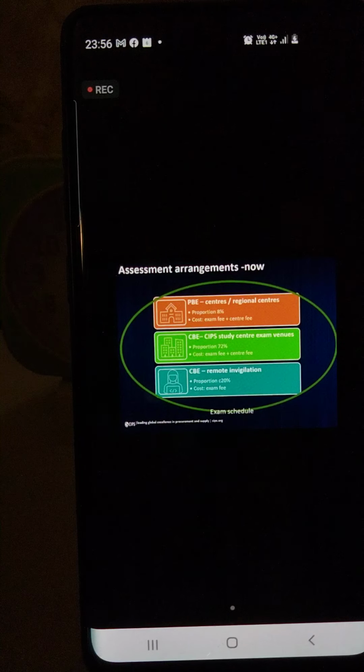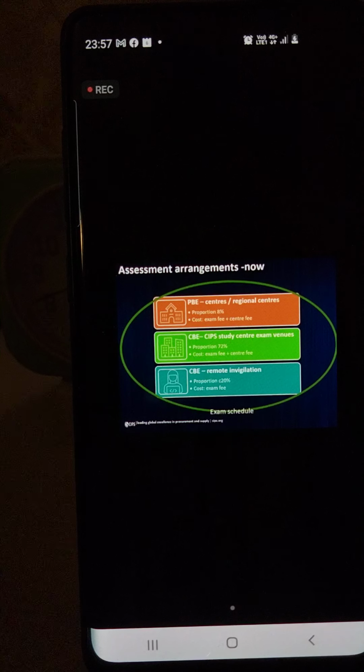Right, so the assessments, just for now, we'll just kind of clear this up. So our paper-based exam centres represent 8% of all of the exams sat. And if you were to sit at a paper-based exam centre, you would have to pay the fee to CIPS for the exam, and you'd also need to pay a fee to the exam centre where that was held. There are CIPS study centre exam venues, and these are computer-based exam centres, and they represent about 72% of our proposition, and the costs there would be the exam fee to CIPS, and then there is a centre fee.